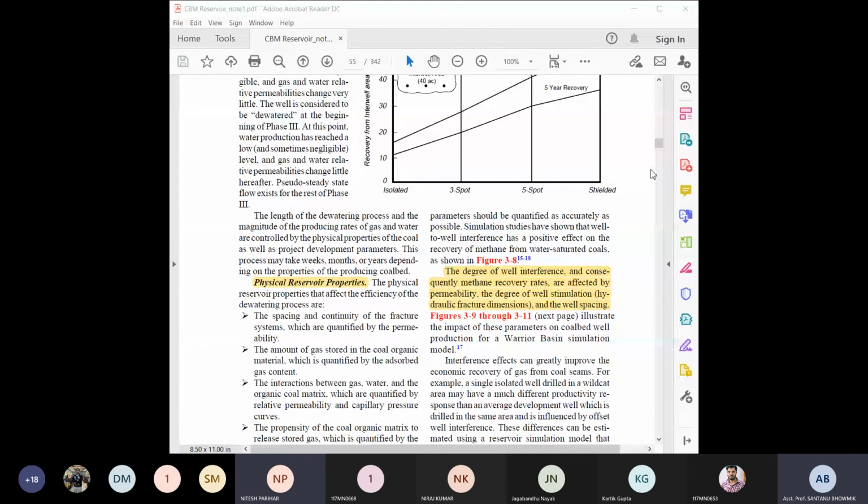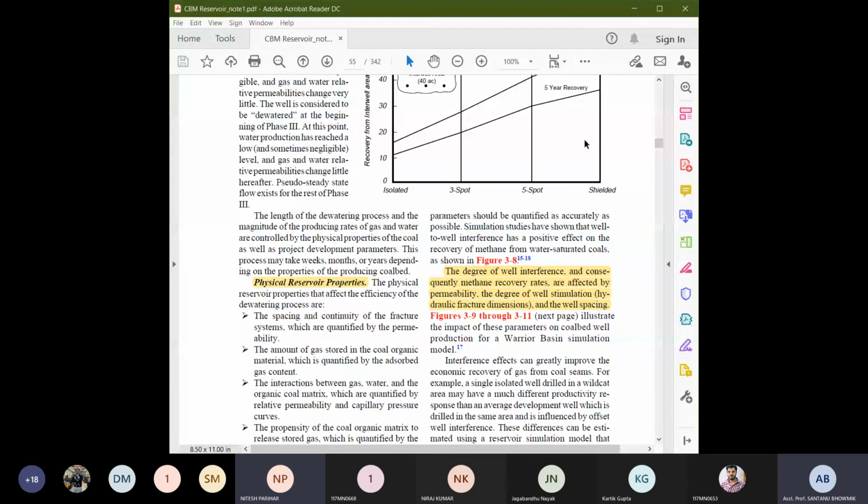Sir, you have said earlier that initially only water will come, but today you have said that the gas increase is also steeply increasing. Both are contradictory. Okay, let me show you again.